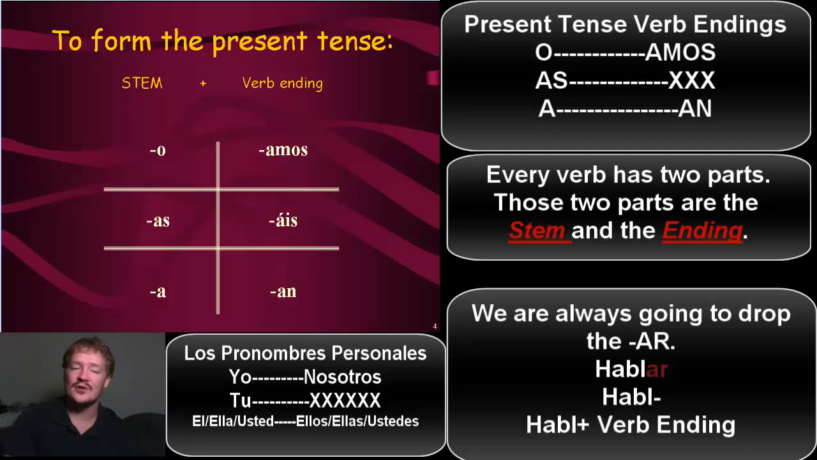Now, you might have noticed with all of the verbs before, especially tener, the first one, the yo form, ended with an o, the tú form ended with an s, the nosotros ended with an mos, and then the ustedes ended with an n. It's because almost all of these verbs follow this pattern.